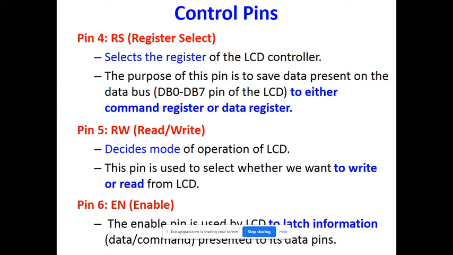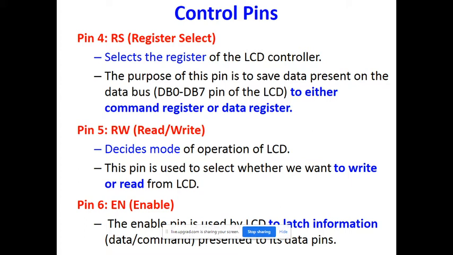In this fashion, the flow of information changes. Suppose your RW is equal to 1. At that time which action are you performing? Read action. Means data is coming from the LCD to the controller. And when RW is equal to 0, in that case which action are you performing? Writing action. In that case data is moving from the controller to the LCD, means writing into the LCD.